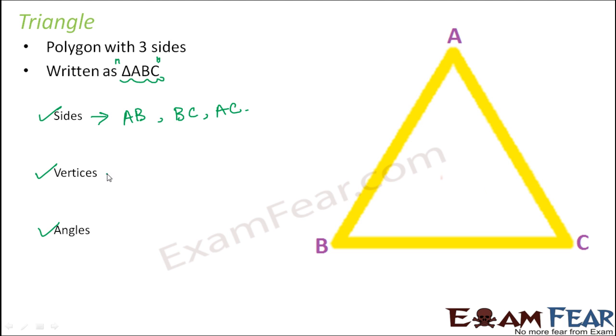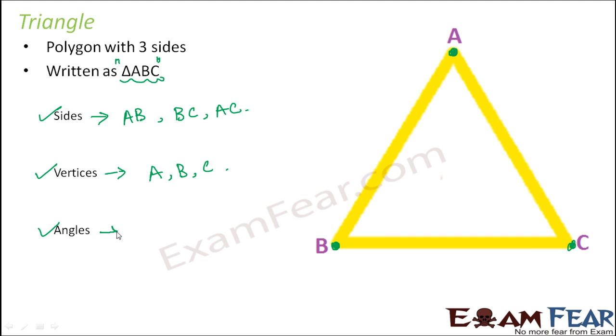So what are the vertices? A vertex refers to that point where two sides meet. So you see point A is one vertex because AB and AC meet at A. Similarly, B is another vertex because AB and BC meet at B. C is another vertex because AC and BC meet at C. So therefore points A, B and C are the vertices.